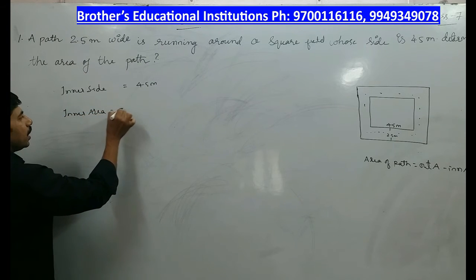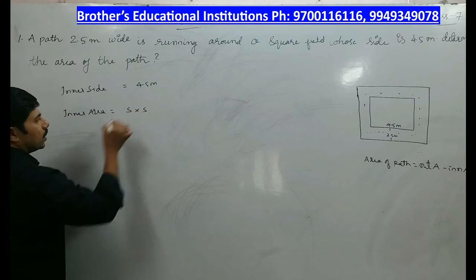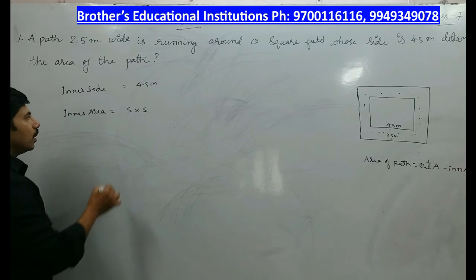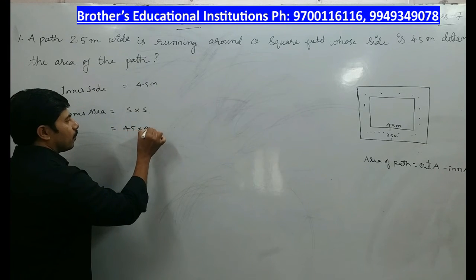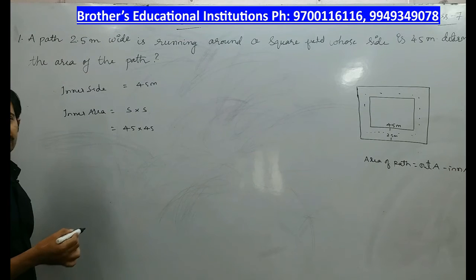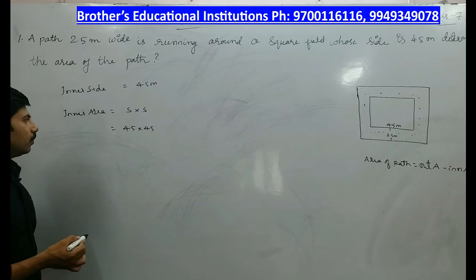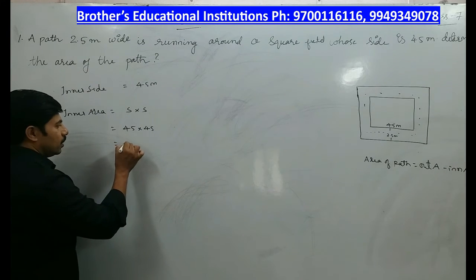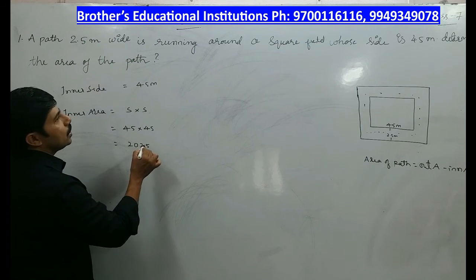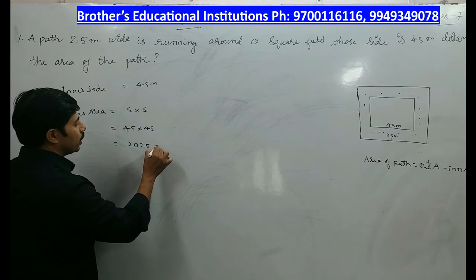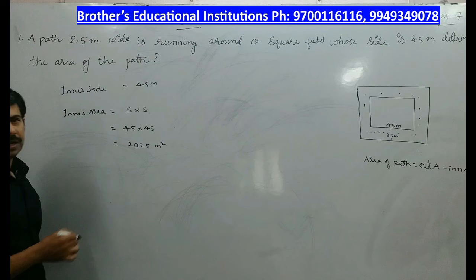Now we need to find the inner area. What is inner area? Inner side into inner side. Area of a square is side into side. Now we have to do 45 into 45. What is 45 into 45? It is nothing but 2025 meters square. Okay, so this is the inner area.